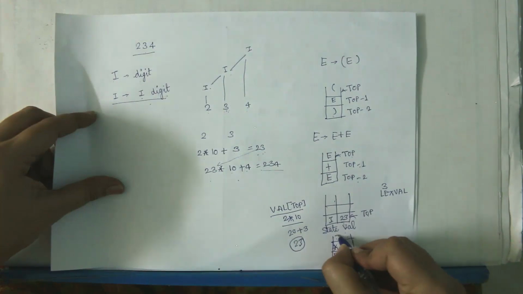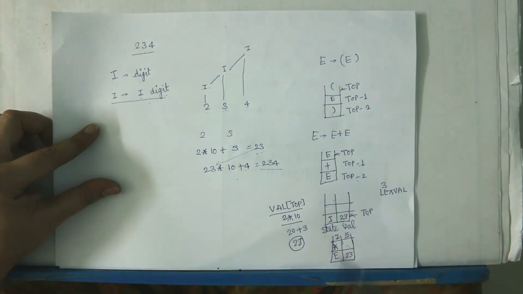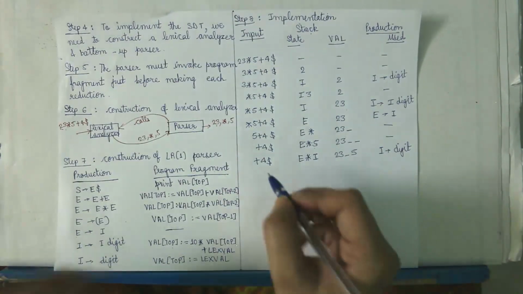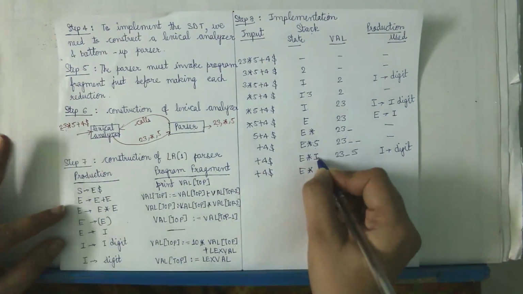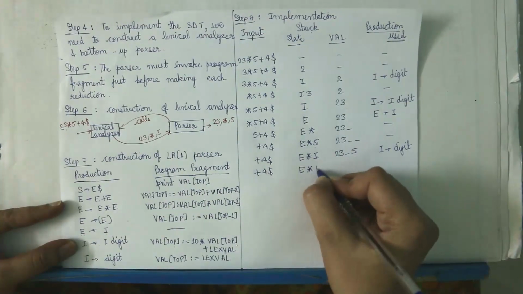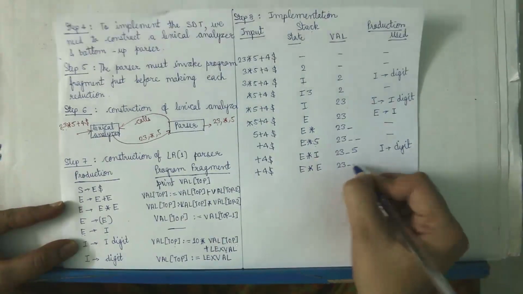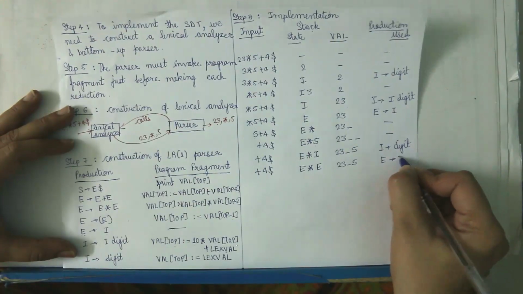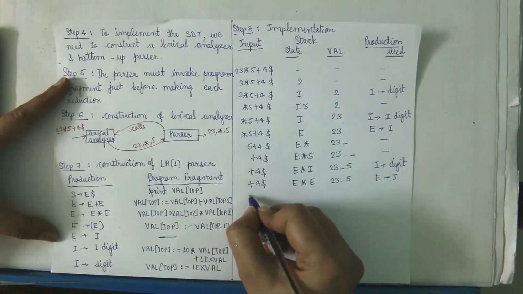So what we have done now? E star I, and with I the value is 5. Now next time we'll pop this I and we'll push E in this step and it will continue. So now plus $4 E star, pop this I and push E. When we do this, no change in the program fragment, means no change in the value. And what production have we used? Production is E tends to I. Next is to push this 4.